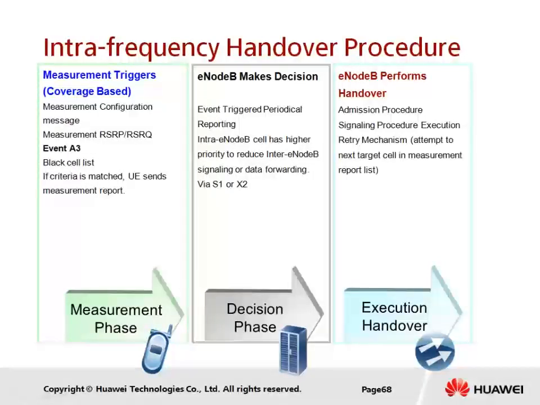The reporting mode is called event-triggered periodical reporting, where the first report is going to be sent once the criteria of A3 is met, but if there is no response from the eNodeB, then the user will turn the reporting mode into periodical mode, where the user will keep sending the same report over and over again according to the preset timer.